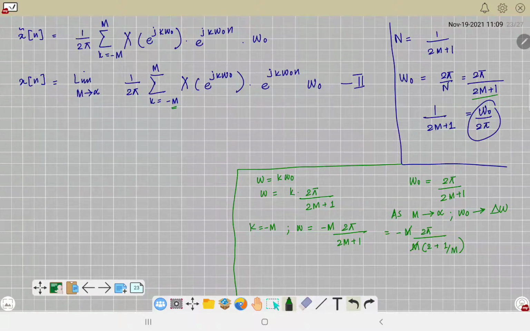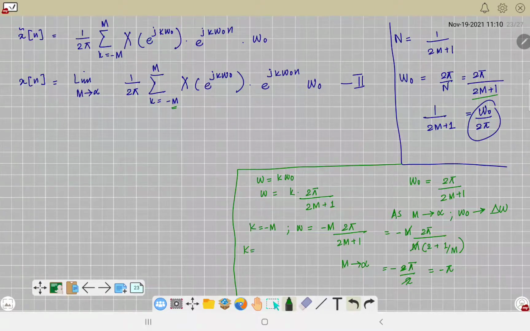Now under this condition, if I use the limit m tends to infinity, it will be 2 pi by 2, because as m tends to infinity, 1 by m tends to 0, and the sign minus, this and this will go, so it will tend to minus pi. So with k equivalent to minus m and m tending to infinity, omega will be minus pi.